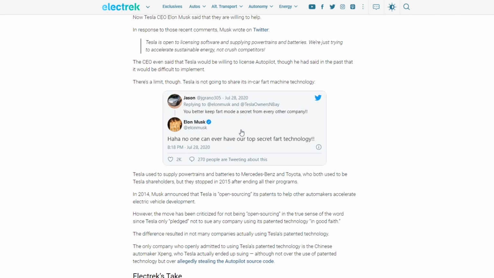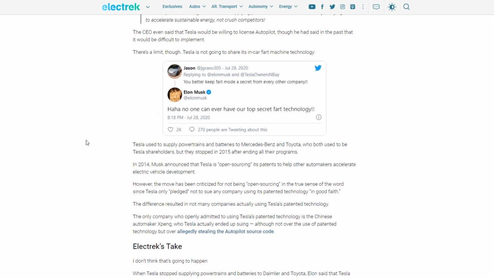So we had a joke tweet from somebody replying to Elon Musk here, and it says, you better keep fart mode a secret from every other company. And then Elon Musk replied, haha, no one could ever have our top secret fart technology. So that's just your typical Elon Musk CEO joking around once again. That's something you just don't see out of a lot of other CEOs.